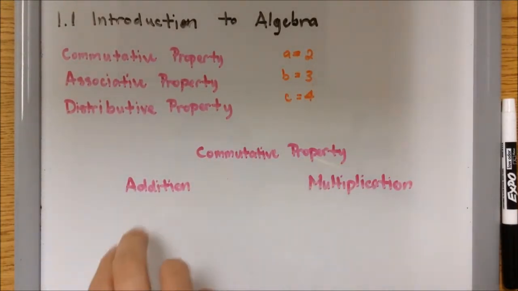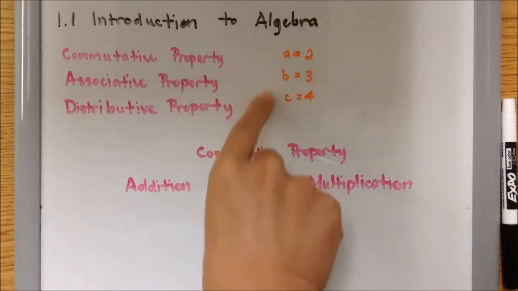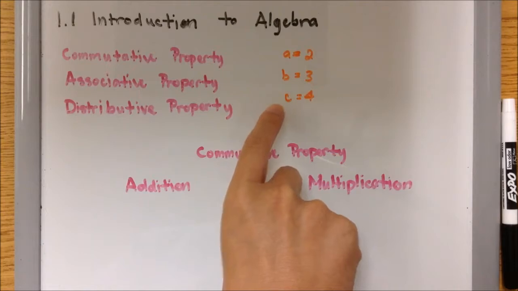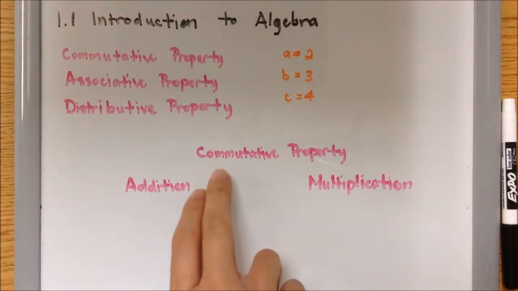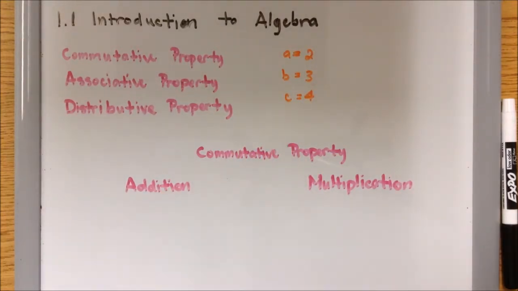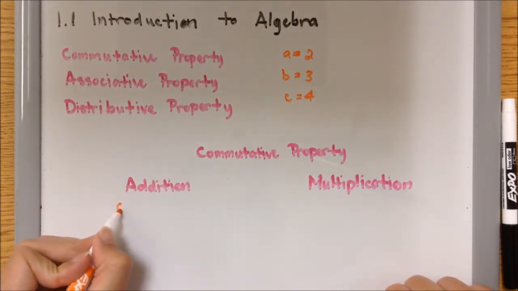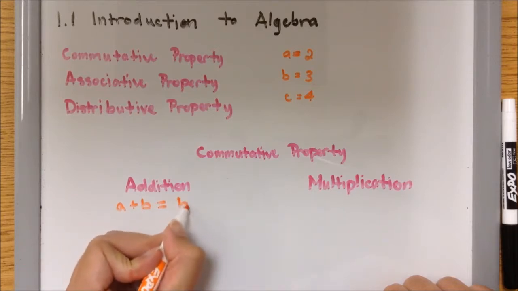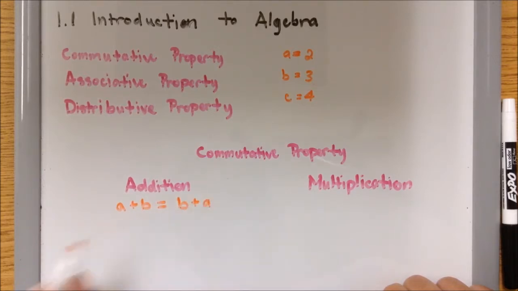For commutative property, we're going to use the values A, B, C, where A is 2, B is 3, and C is 4. For the commutative property of addition, it says that A plus B is equal to B plus A. So that's what I mean by commutative property.